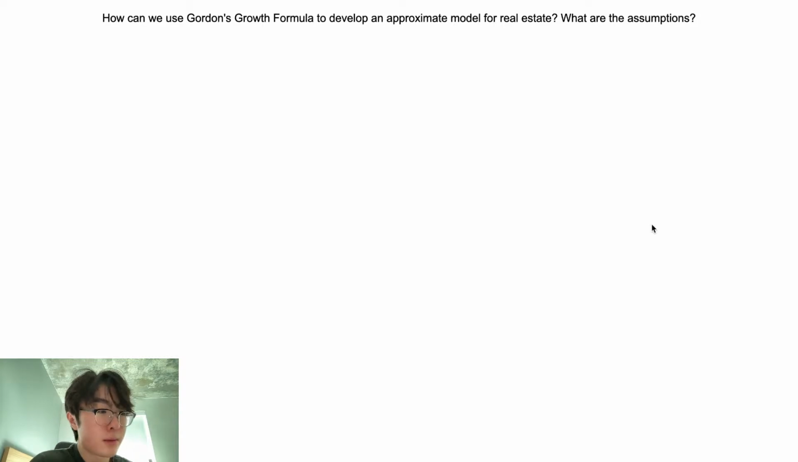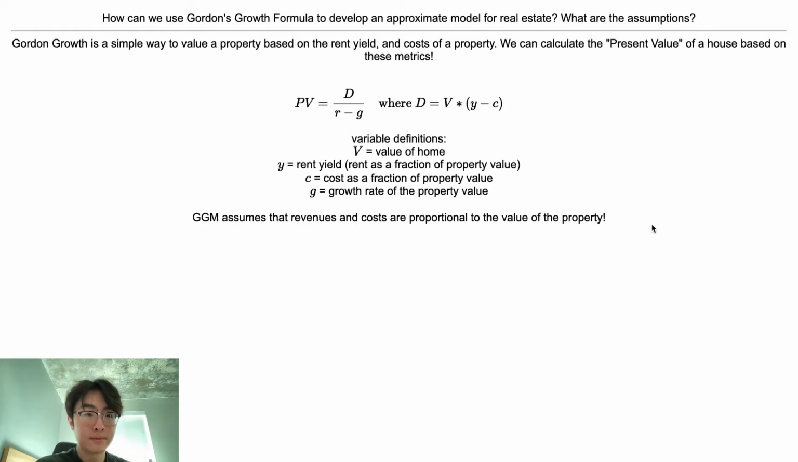And so maybe that's the rent yield subtracted by the cost as a fraction of the actual property. And then we divide, so that's our D, right? That's our dividend. And then the denominator will be the cost of capital minus our growth. And then I think the assumption is that we have some type of measure of the cost and the rent as a fraction of the property value.